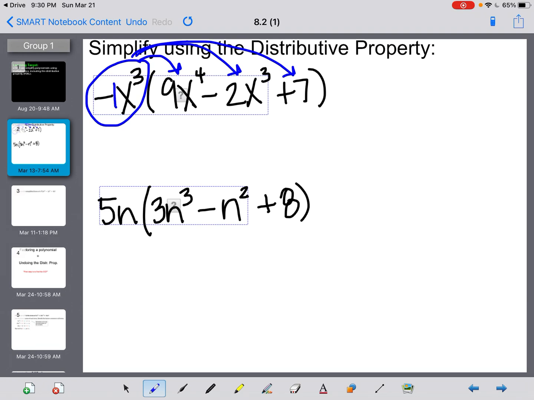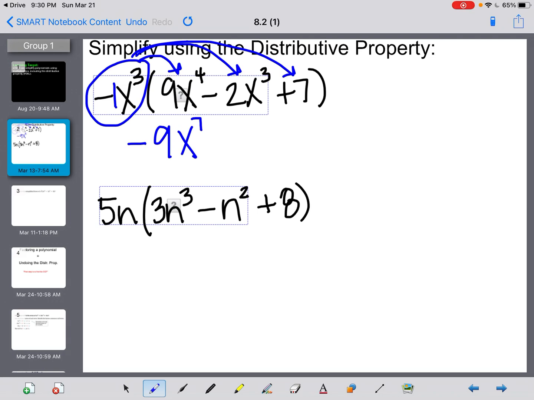So what we're going to do first, when we do -1x to the third times 9x to the fourth, is multiply the coefficients. So -1 times 9 gives me that -9. We have an x as our base, and we add the 3 and 4. So we really have -9x to the 7th power.